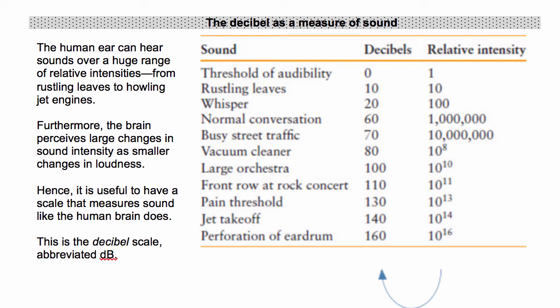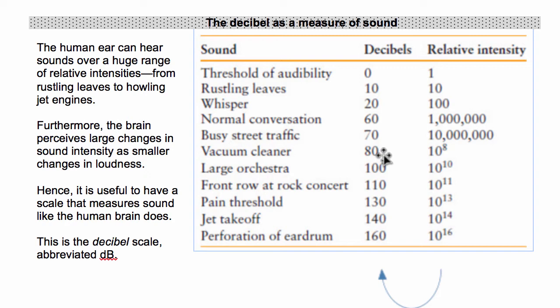Did you figure it out? To convert from relative intensity to the decibel scale, take the exponent of the 10 and multiply it by the number 10. 10 to the 16 becomes 16 times 10, or 160. 10 to the 14th becomes 14 times 10, or 140. And 10 to the 8th becomes 8 times 10, or 80.